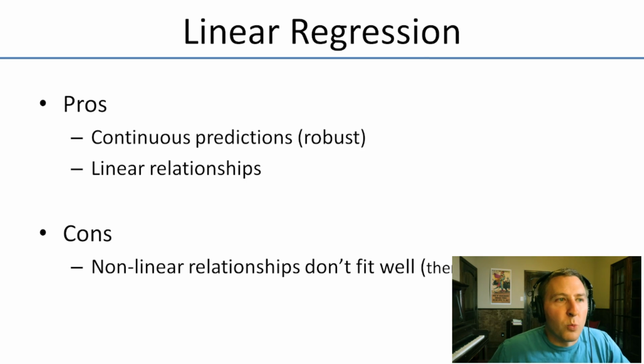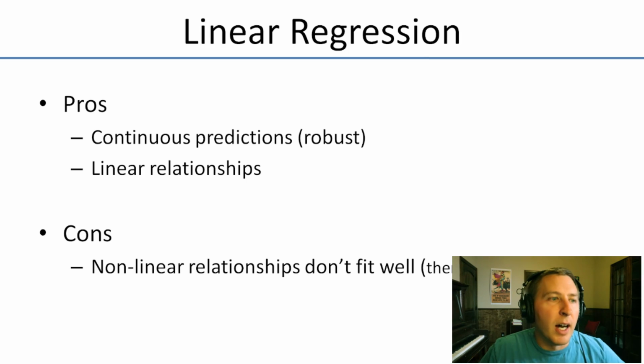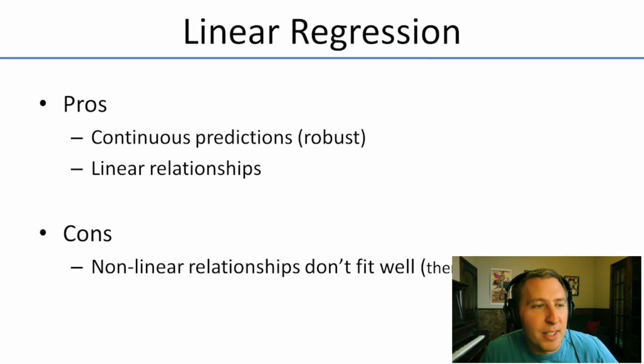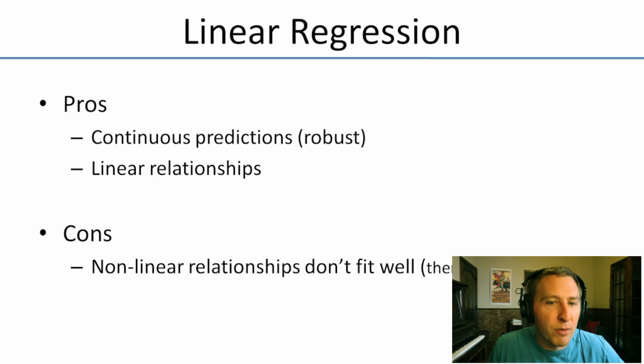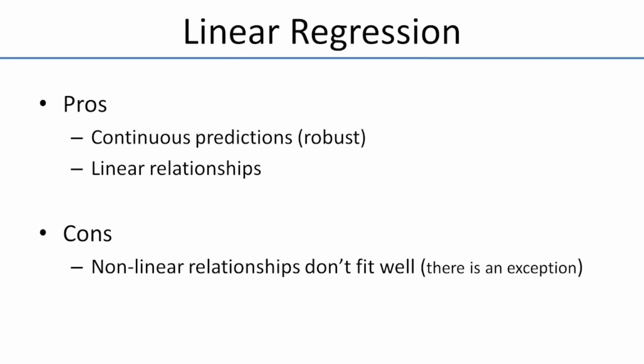So linear regression, what are the pros? Linear regression is continuous, meaning it is robust. The relationship itself is going to be linear, so things that are linear are going to be predicted well by linear regression. Who would have thought? But the cons are that nonlinear relationships don't fit well. There's an exception to this, and we're going to get into the details.